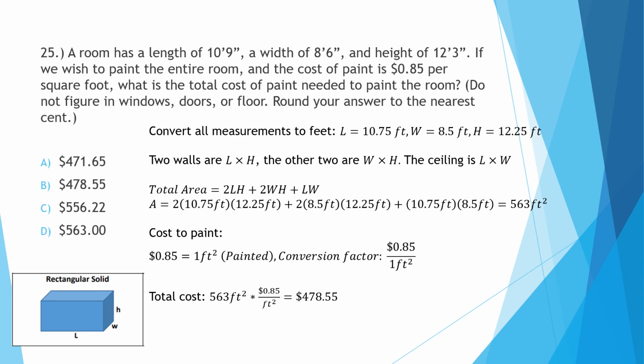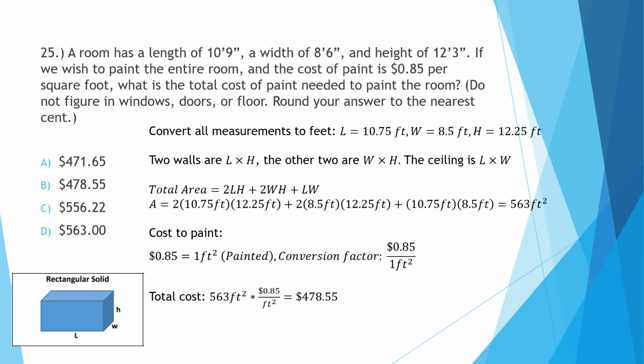Now, using our diagram, we know that our total area is going to be 2 of our walls that are length times height, plus 2 of our walls that are width times height, plus the ceiling, which is length times width. Plugging in all of our values gives us a total area of 563 square feet. Notice that 563 is one of our options, but it's not the correct option. We still need to figure out the cost per square foot for all of this area.